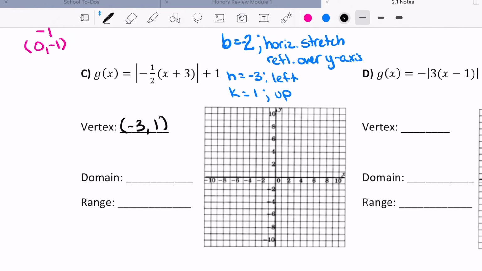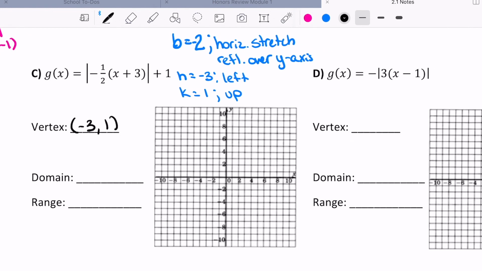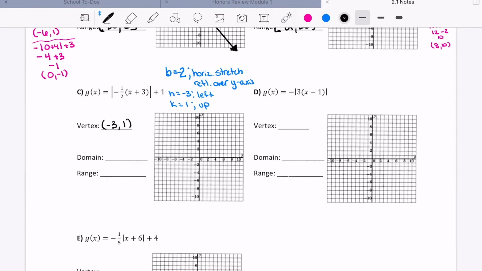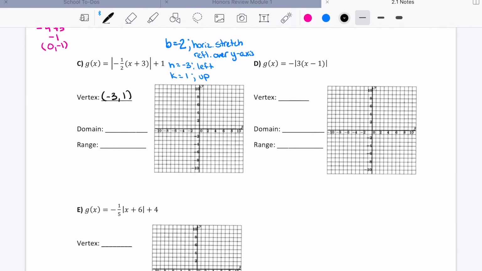So that's as much as I'm going to do for you. Find the additional points, find the domain and range, and then do D and E and come back and check your work when you're all done.